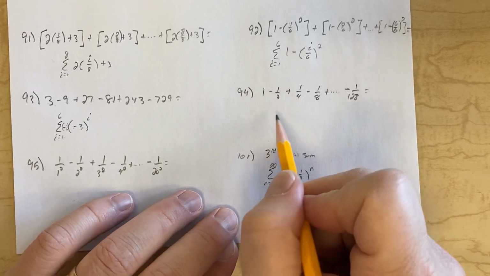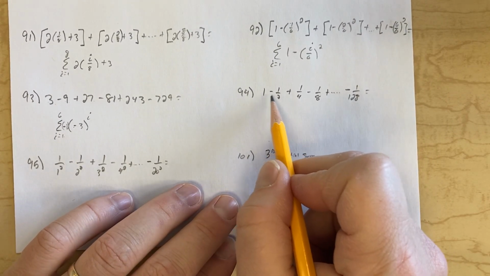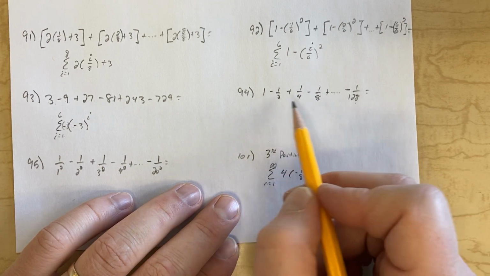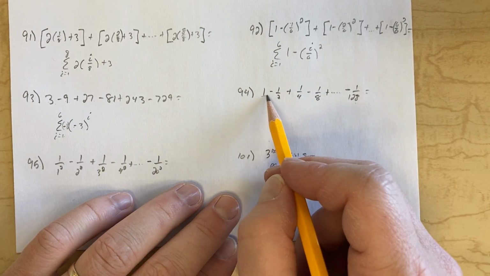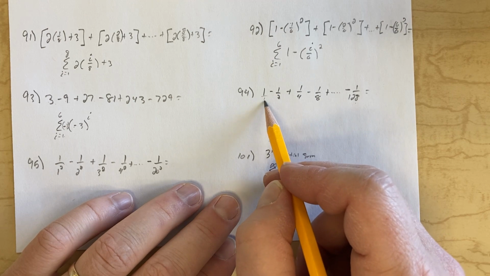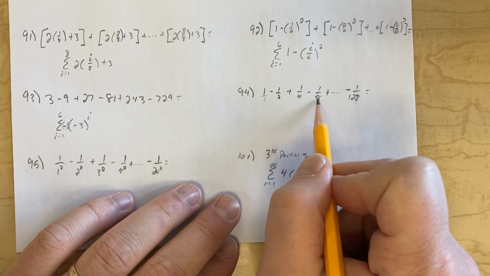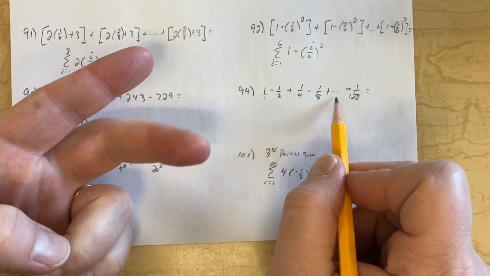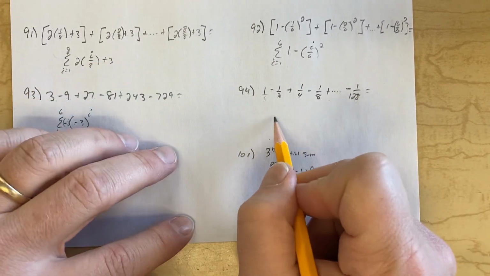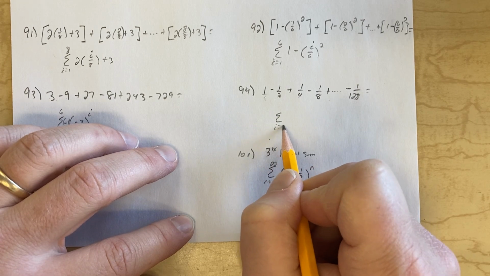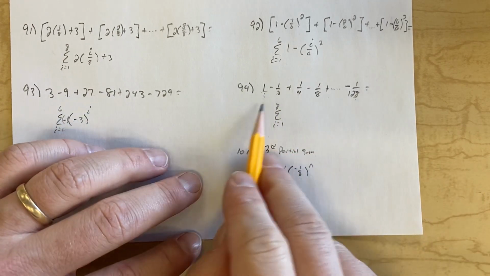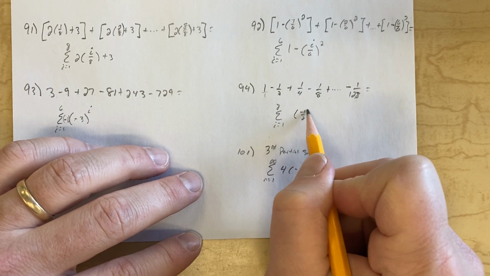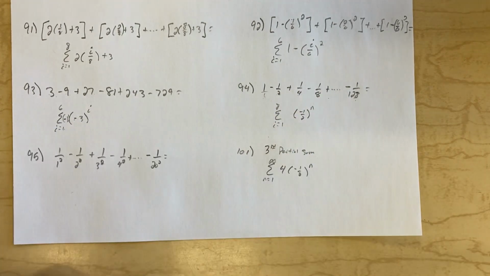For 94, I see I'm going from 1 to 2 to 4 to 8, all the way up to 128. So if I think this through, let's just go 1, 2, 3, 4, then 16 would be 5, 32 would be 6, 64 would be 7, 128 would be 8. So we're doing 8 terms. We're going to go I equal 1 to 8, right? And you can see to get from term to term to term, we're multiplying by negative 1/2. So we're going to put this negative 1/2 to the I right there, okay?